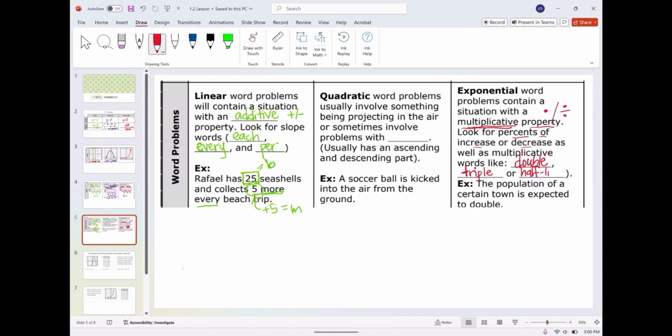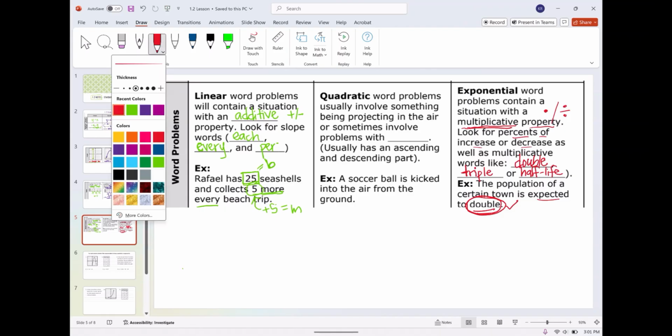Or the other one that indicates exponential is if it mentions a half-life. So if anything has a half-life, that means it's going down by half each time. So the example here is, if a population of a certain town is expected to double, that's our secret word, then that means it's going to be represented by an exponential function because it's going to be doubling each year, however often.